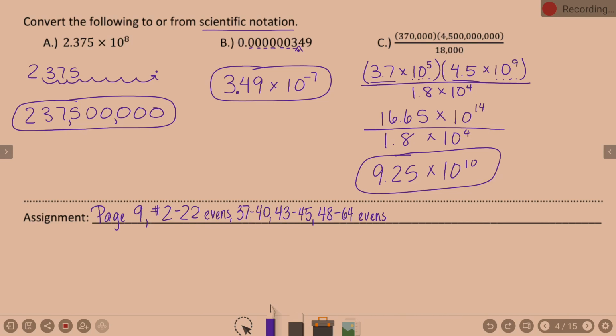Okay. Not quite as much work time as I hoped, but there's some.